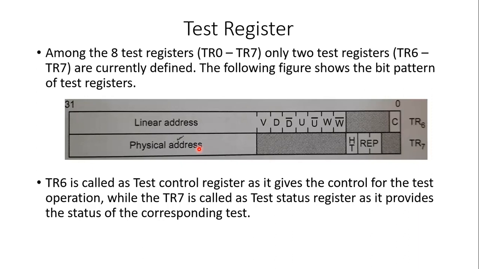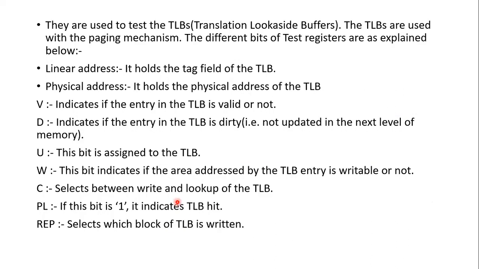TR6 is called the test control register, as it gives the control for the test operation. And TR7 is called the test status register, as it provides the status of the corresponding test. TR6 gives you the control so that you can test the operation, and TR7 gives you the status, telling you the current status of the test operation. So these test registers are basically used to test the TLB.